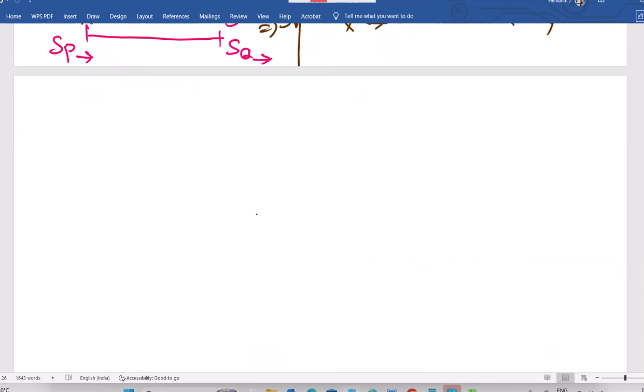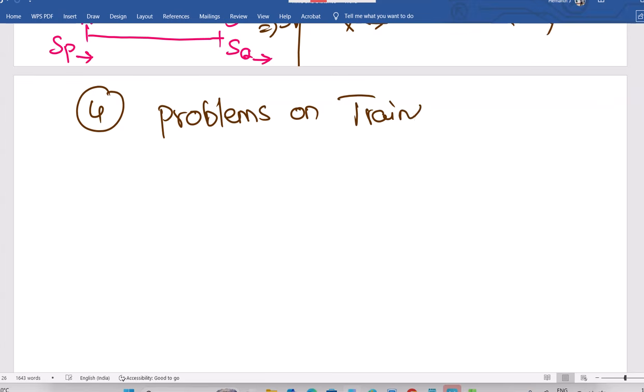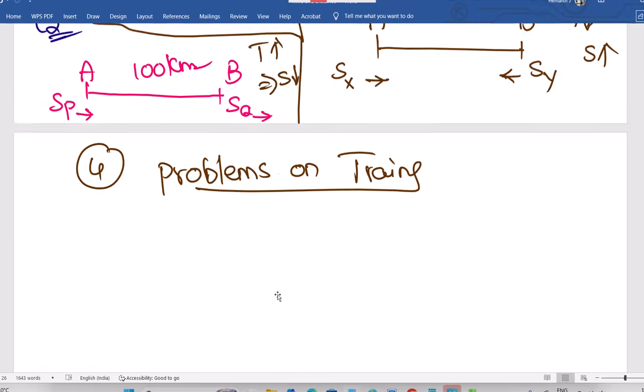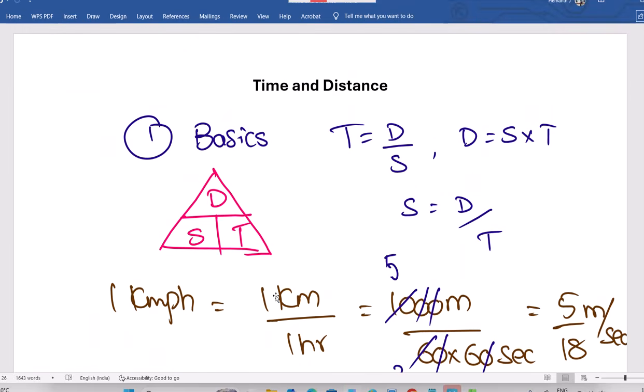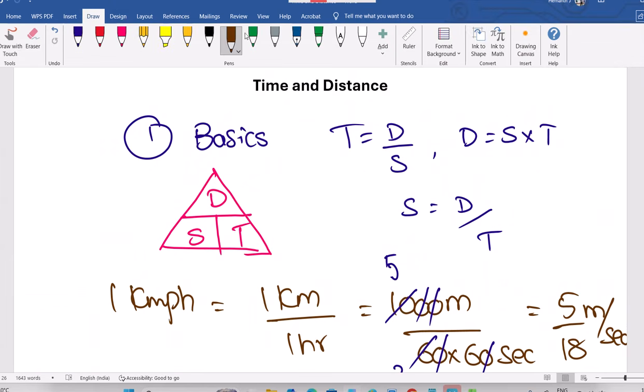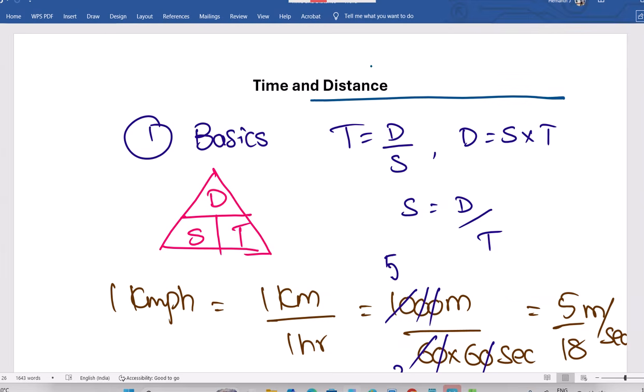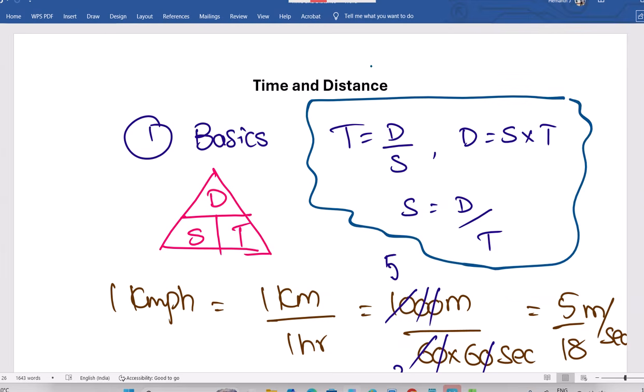Next, problems on trains. Finally, boats and streams. In problems on trains related questions, whether it is basics, average speed, relative speed, or problems on trains, everywhere we want to use time is distance by speed, or distance is speed into time, or speed is distance by time. Finally, we are going to use this in every concept. There may be division into different things, but everywhere this is what is going to help us.